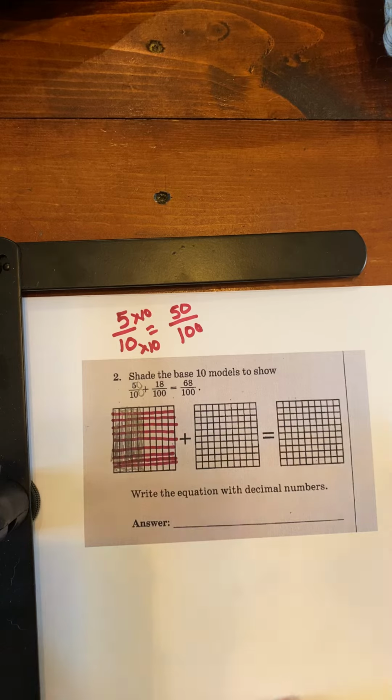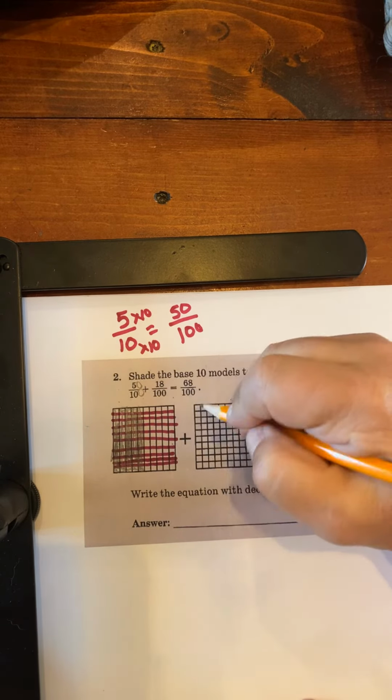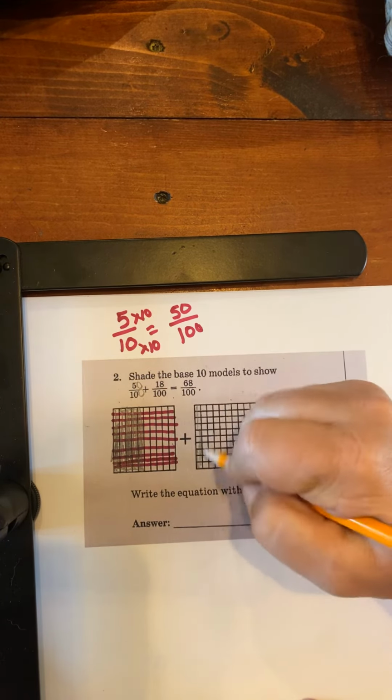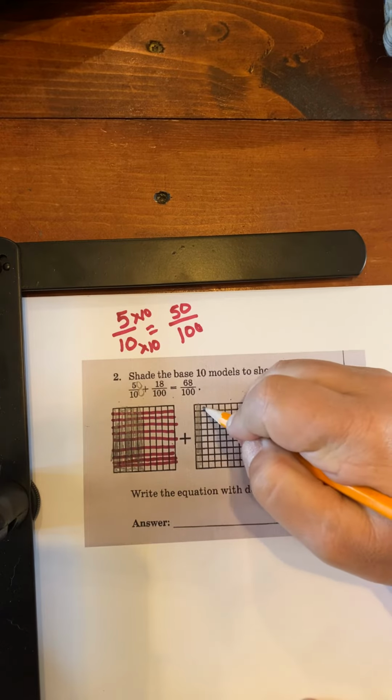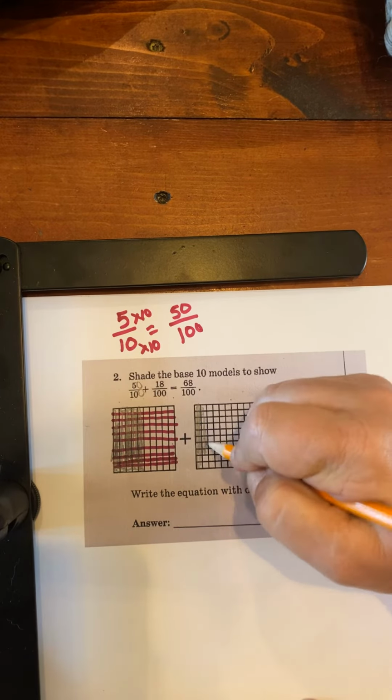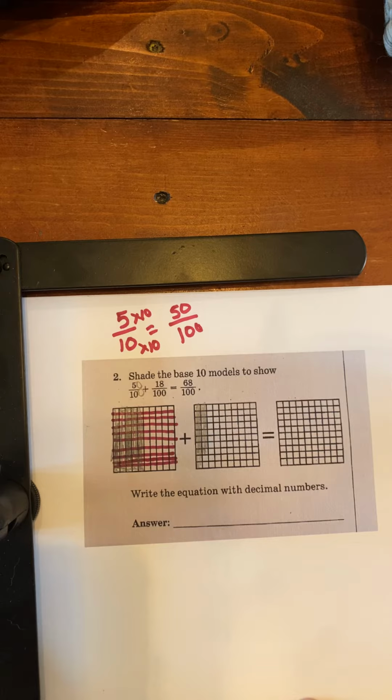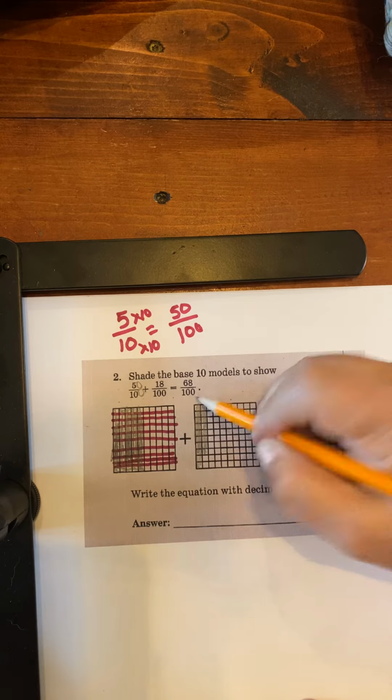So this is all the same work on how I got that 50. So now I'm going to shade in 18/100. So I'm going to color a whole column of 10 plus 8 more. And when I do that, I put my 50, so 10, 20, 30, 40, 50, plus 10, try to get these all colored in, plus 8 more, gives me this 68.